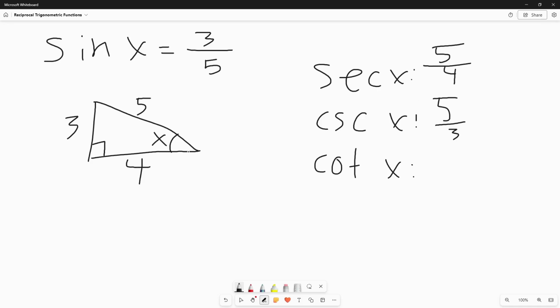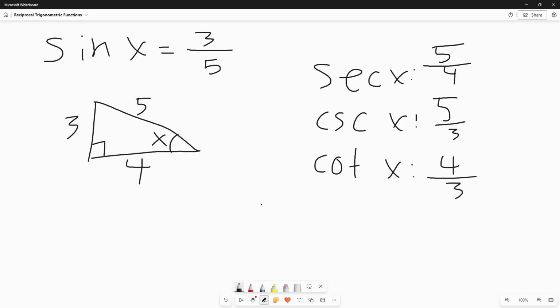So secant of x will be the hypotenuse over the adjacent side. And cotangent of x, again, as the reciprocal of tangent of x, which is opposite over adjacent. So cotangent of x will be adjacent over the opposite side. So that'll be 4 over 3.